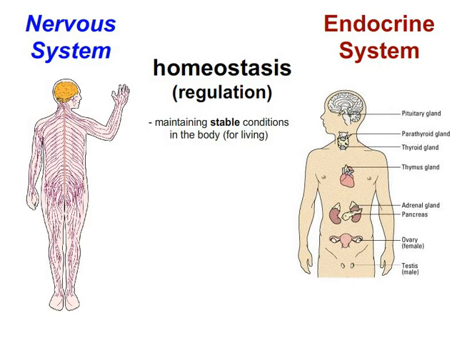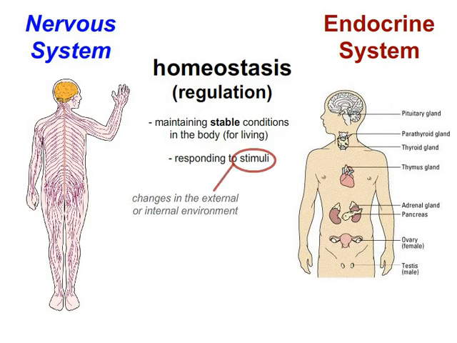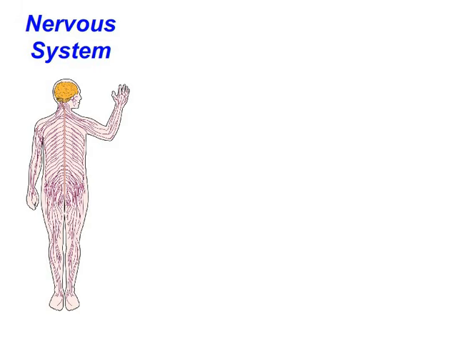Homeostasis involves your body responding to stimuli. One stimuli is a stimulus. That means changes in your external or internal environment. Let's look at how your nervous system handles a stimulus.